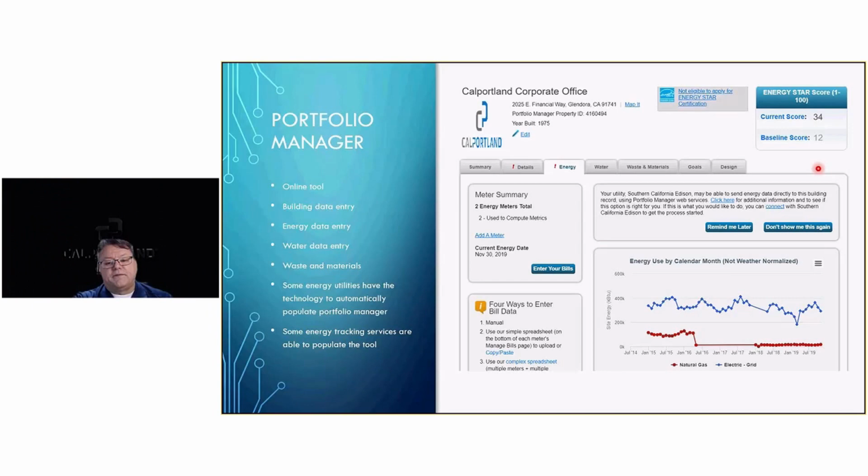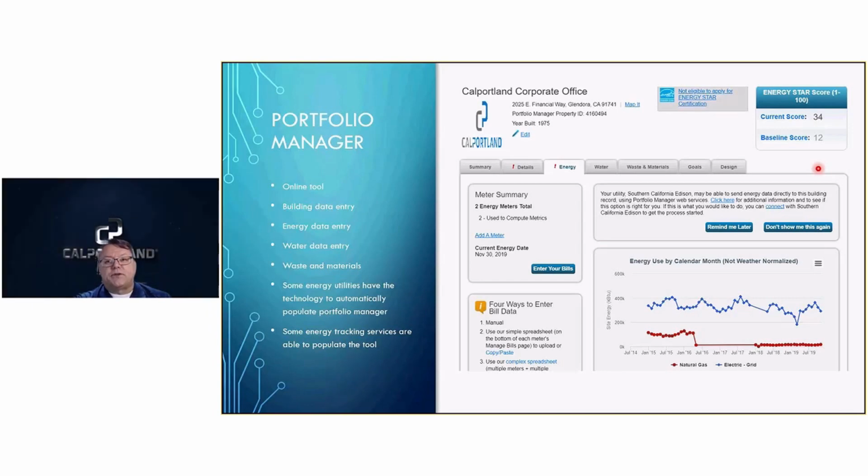We don't have enough data yet on the Crestmore building to have a score yet, because it's just past a year of service, and so we'll be looking to see how that is. And now that we're going to be populating it more, it kind of changes the parameters for the building that I have to modify. But Portfolio Manager is a pretty good tool.